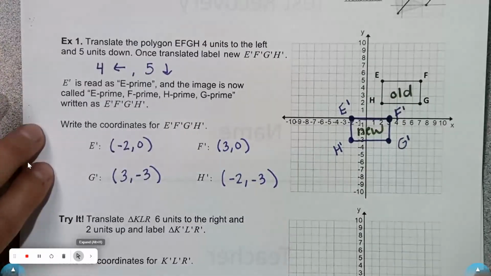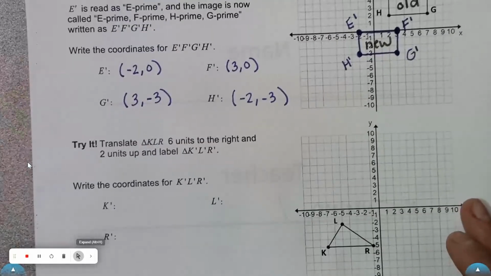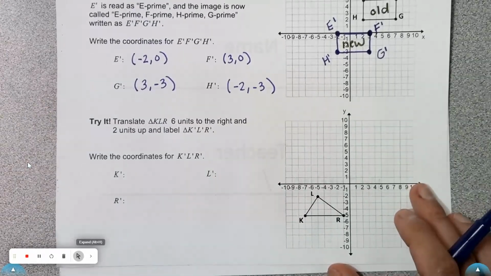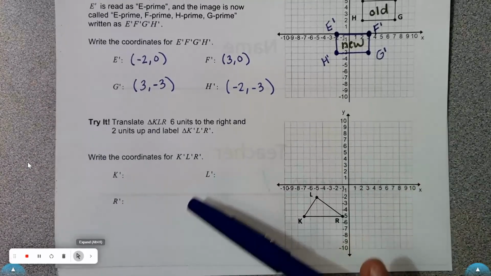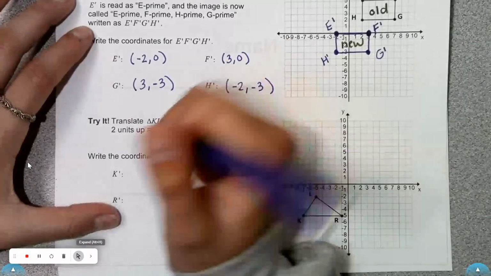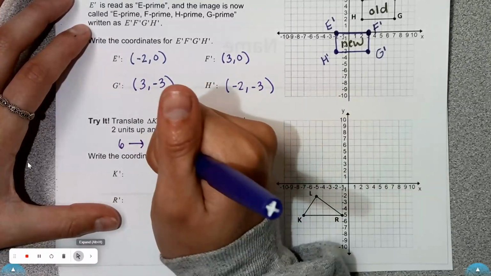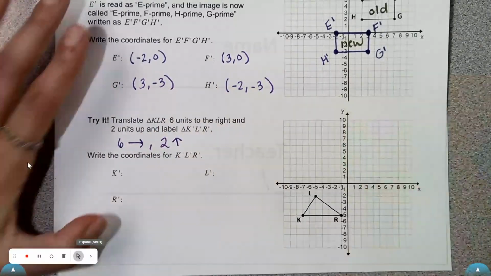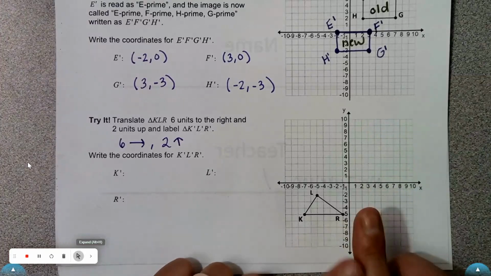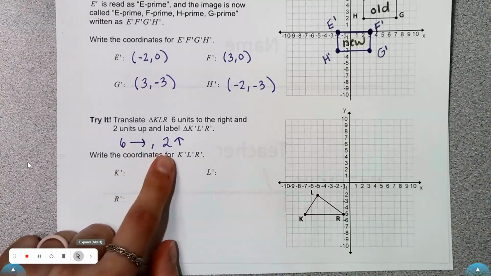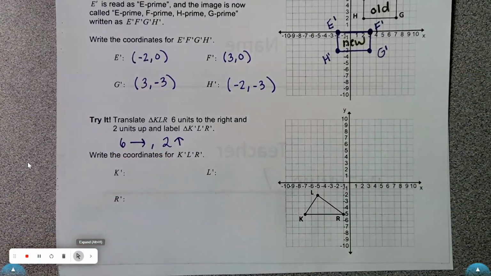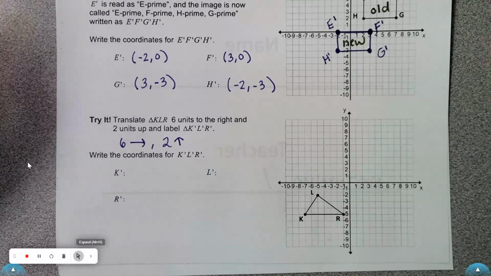Okay, perfect. What I would like you to do now is pause the video here because I want you to try it on your own. You are going to move 6 units to the right, and you are going to move 2 units up. So that means you have these 3 dots, you're going to move them 6 units to the right and 2 units up. You're going to pause the video here so you can practice it by yourself, and then you're going to unpause and I will show you what it should look like and the new coordinates.